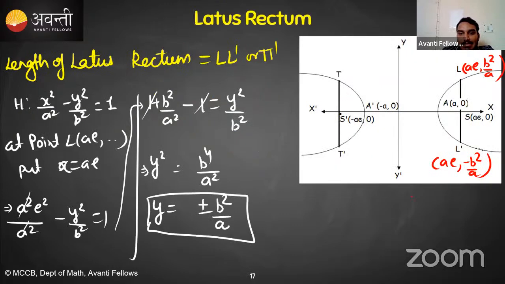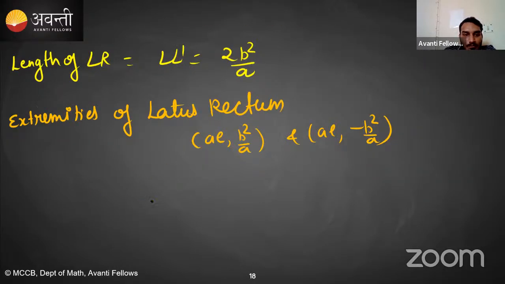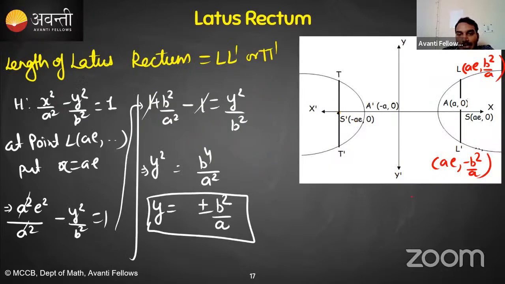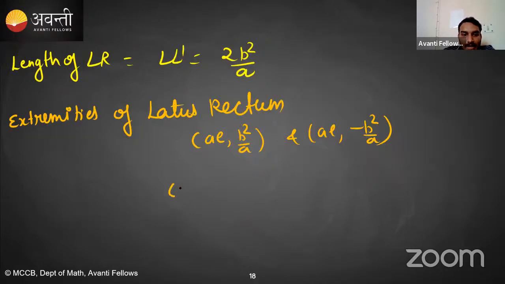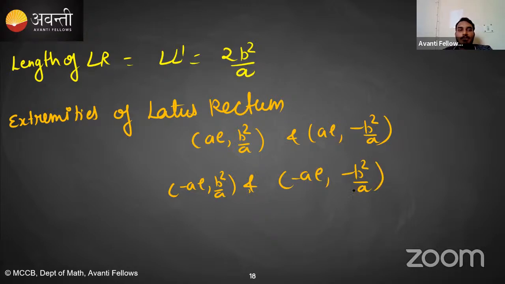Similarly, you will get this only when you put minus ae comma 0, and minus ae comma b square by a and minus ae comma minus b square by a. Is this clear? Clear, students? Any doubt so far? So length of lattice rectum क्या होता है? 2b square by a. The same length of lattice rectum we have seen in the ellipse also, है ना? Ellipse के केस में भी the length of lattice rectum was 2b square by a only. Is this clear? Any doubt so far, students?